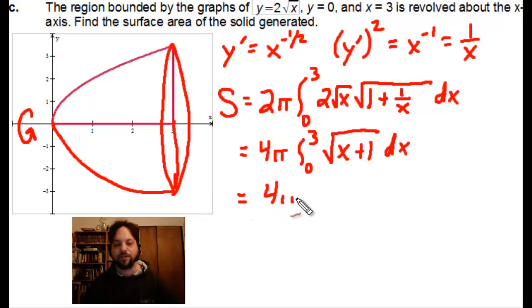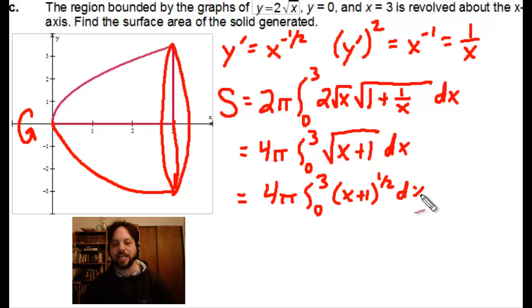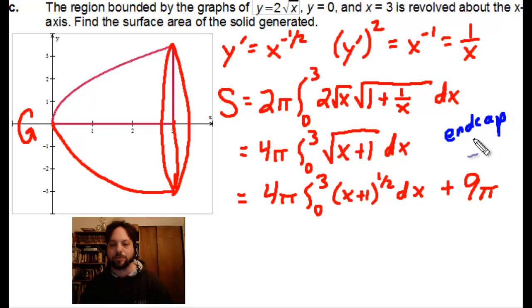If I turn this into 4 pi from 0 to 3, if you don't see it right off the bat, maybe we could call this x plus 1 to the 1/2 power dx. And now it's a very, very simple integral for you to evaluate on your own. If we do this, we'll then have to, of course, add the end cap, which is really just a circle with radius of 3. So I'll just put plus 9 pi there. And for lack of a better description, I will just call that the end cap.